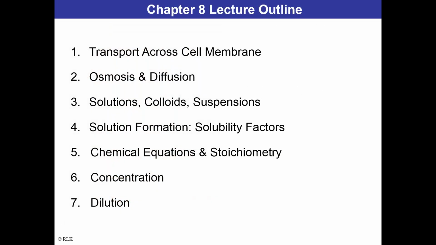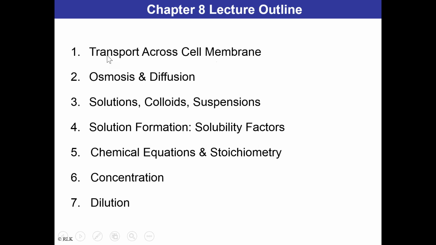There are seven primary topics within this chapter. The first one is transport across cell membrane, and then you have osmosis and diffusion, solutions, colloid suspensions, solution formation, chemical equations and stoichiometry, concentration and dilution. So this is a lot of information, and we're going to be going back to stoichiometry, of course. You see the word here. This harkens back to what we were doing several weeks ago, even back in chapters 1, 2, and 3, in fact. So we're going to be going back to that level.